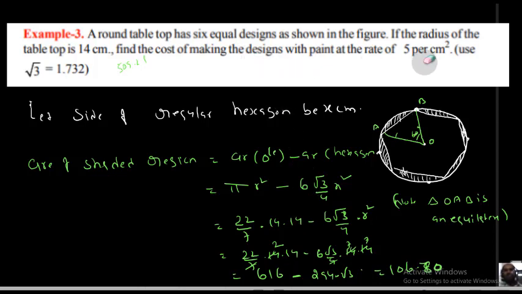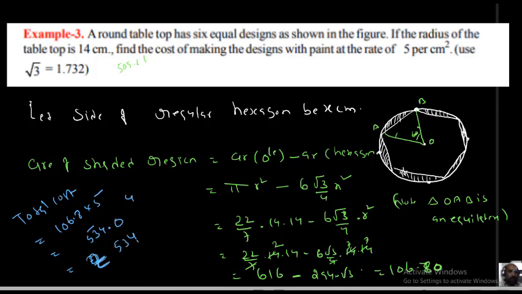So we need to find the cost. For every square centimeter, 1 centimeter square is 5 rupees. We just need to multiply by 5. I will write here only the total cost. For what, design or something? That is not important. Total cost equals 106.8 into 5, which is 534.0 rupees.